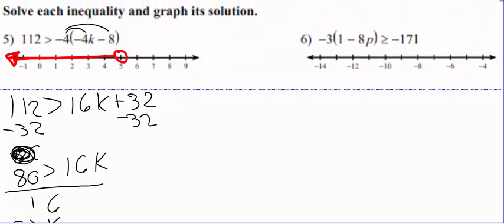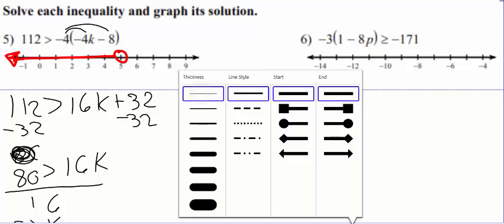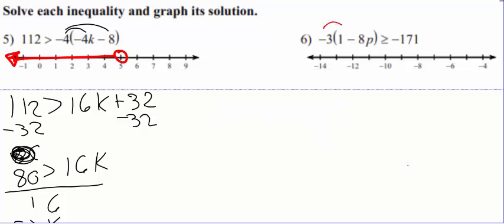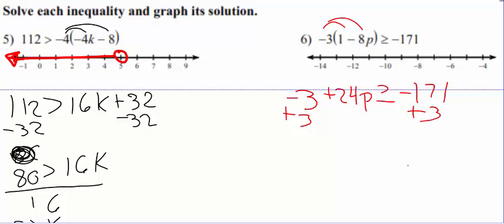So let's do the same thing here. We're going to have to distribute this through. So I got negative 3 now plus 24p greater than or equal to negative 171. So I'm going to add 3 to both sides. So it gives me 24p is greater than or equal to negative 168. So now I got to divide both sides by 24.